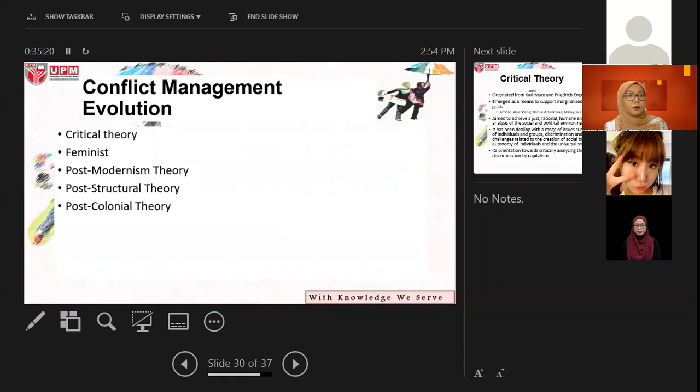Okay, so conflict management has gone through the evolution through the theories that been proposed according to the time frame. So they started dengan the critical theory. Critical theory ni started with the problem solving approach, and then feminist. Feminist ni the way we deal with conflict in which we consider the element of gender. Feminist ni dia bukan saja perempuan, it's also considered the male as well. Okay, and then the postmodernism theory, post-structural theory, and post-colonial theory.